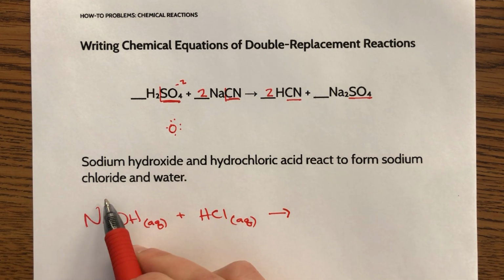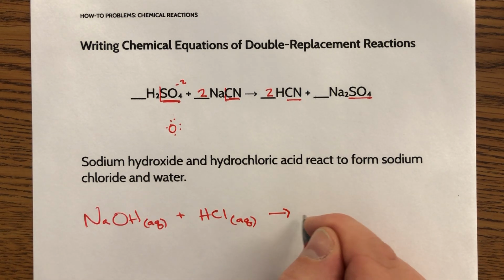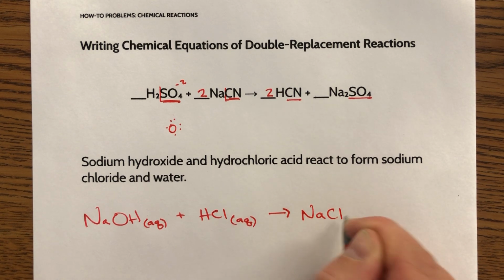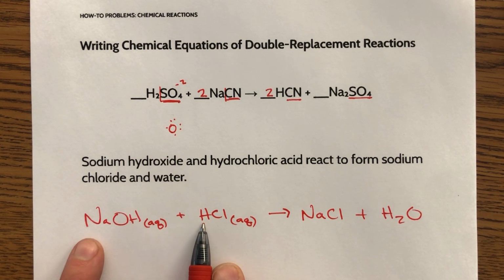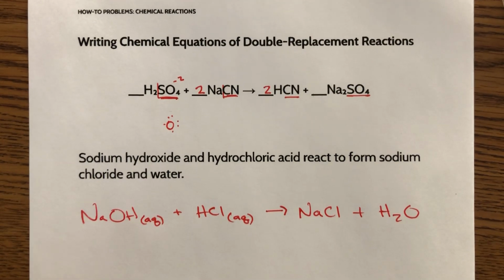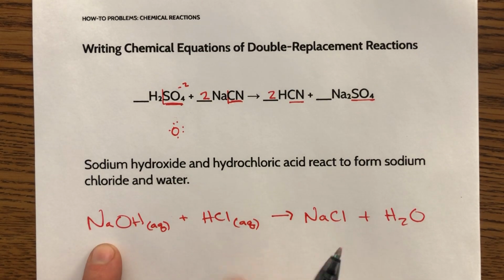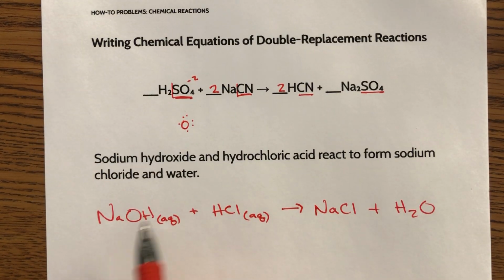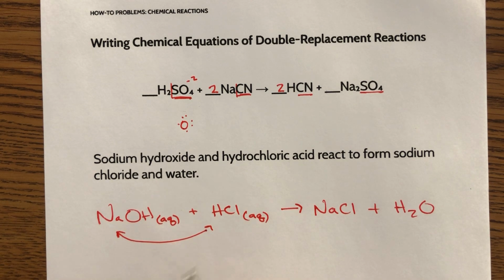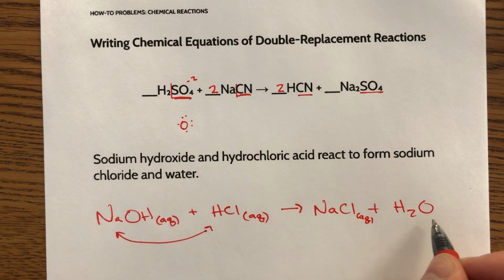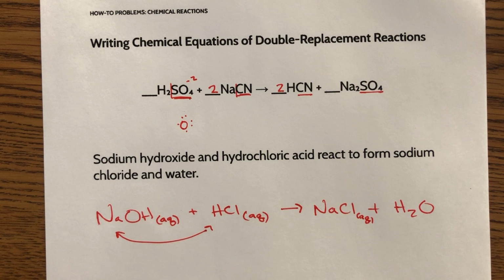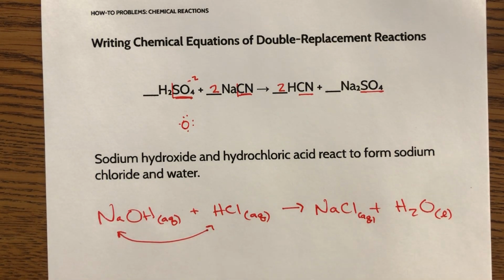And they react to form sodium chloride and water, so it's going to be NaCl and H2O. If you notice the H and the Na, they're going to switch places with each other. Now we have sodium chloride and water. And NaCl is going to remain in solution and be aqueous. And H2O is now basically going to add water to the solution, because water is already the solvent. So we're just going to make that a liquid.